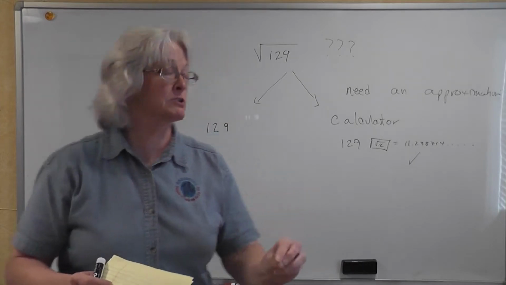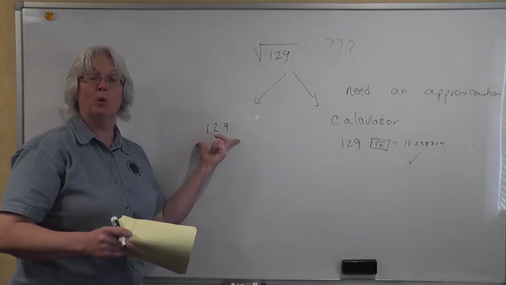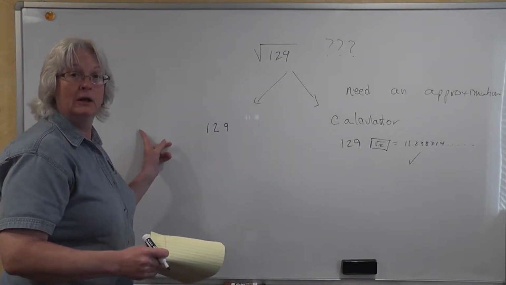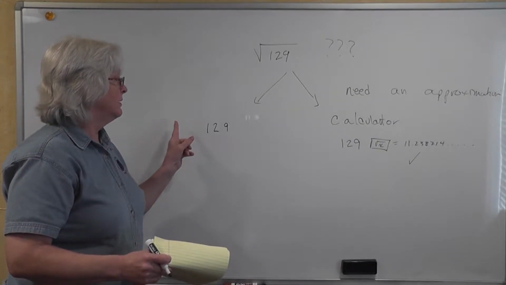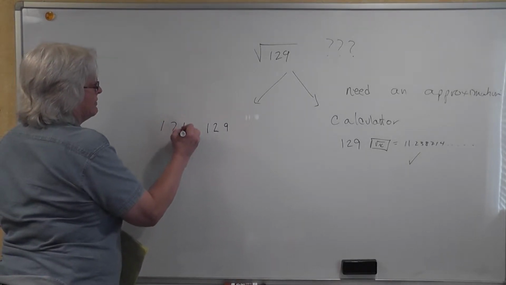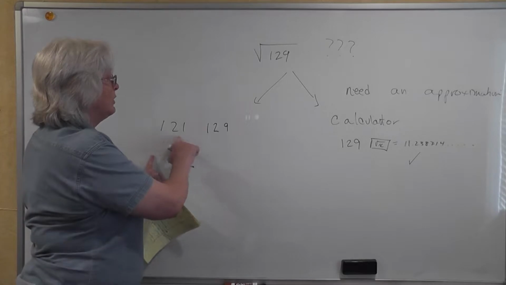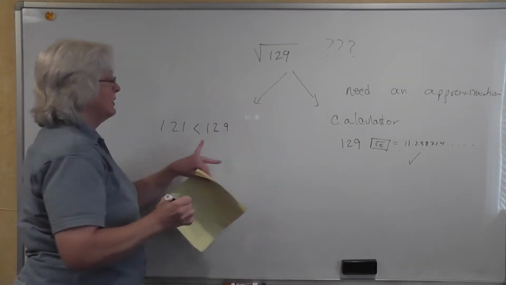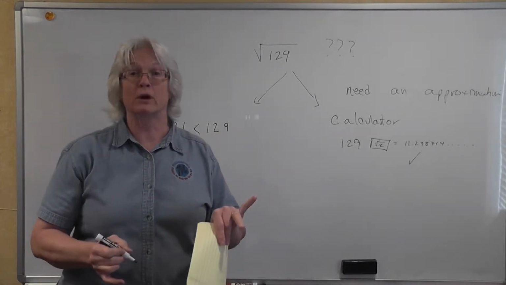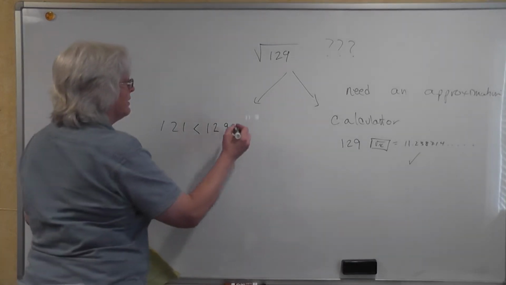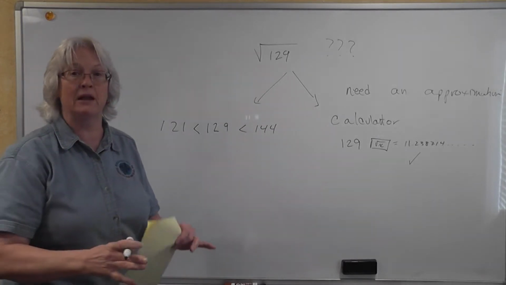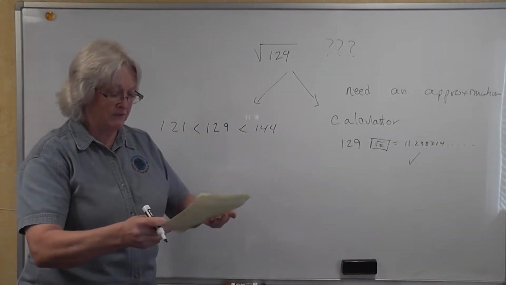So you're looking for perfect squares that are the closest to 129. 10 squared is 100. 11 squared is 121. So 11 squared is 121, and 121 is less than 129. Well, if we have 11 squared here, what's 12 squared? 12 squared is 144.